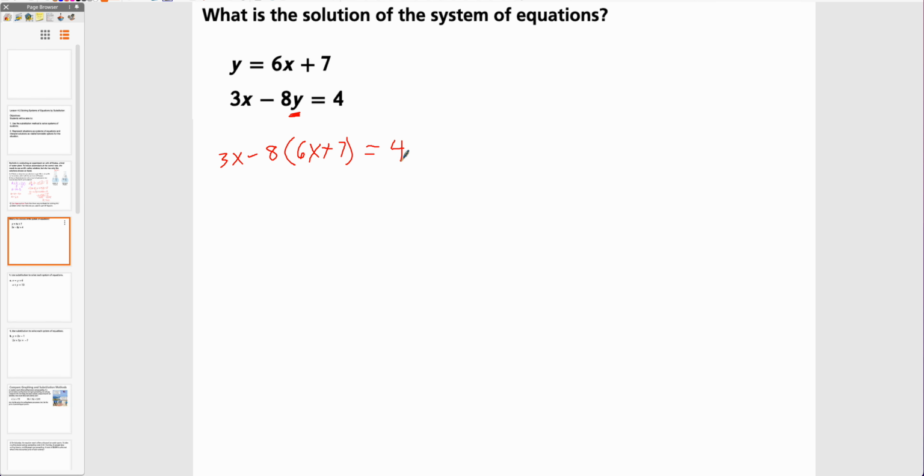Everybody understand that part? Yep. That's not hard stuff. I mean, I put this amount right here and I put it into that equation for y, right? So now distribute 3x minus 48, 48x, whoops, got my x.